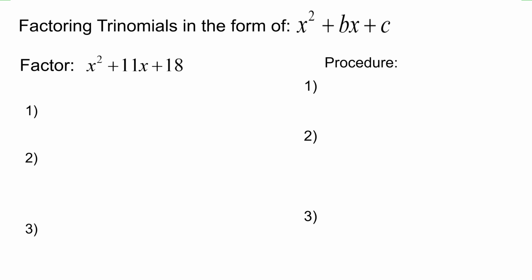Today we're going to be talking about factoring trinomials in the form of x squared plus bx plus c, where a, which is the coefficient in front of x squared, equals an invisible 1. So let's get right to it. How do we factor x squared plus 11x plus 18?